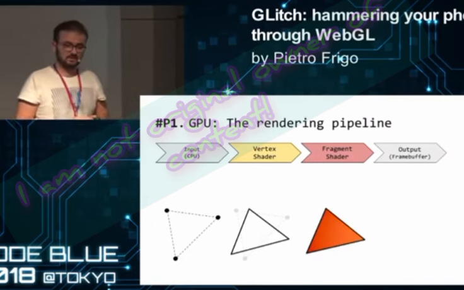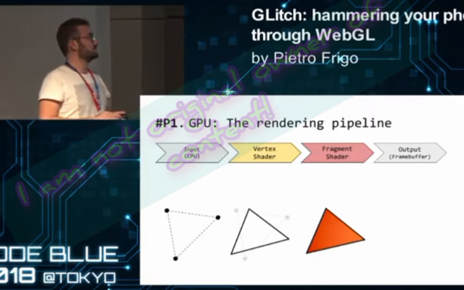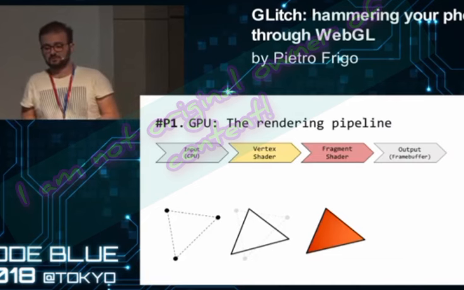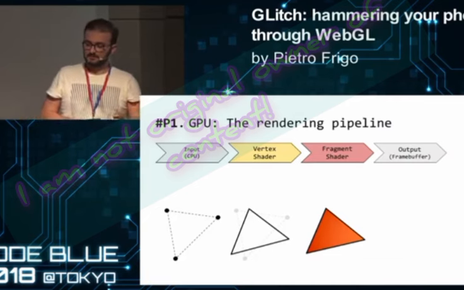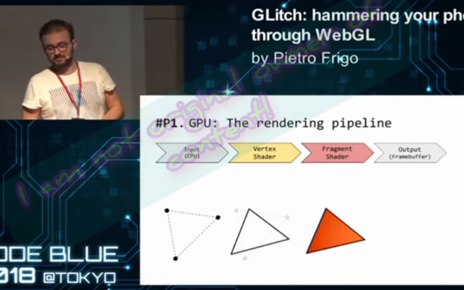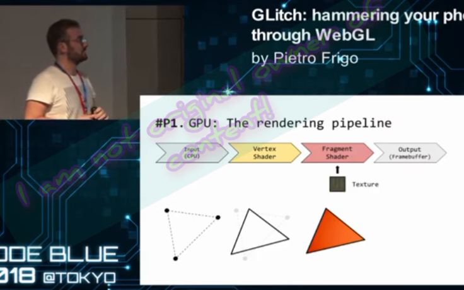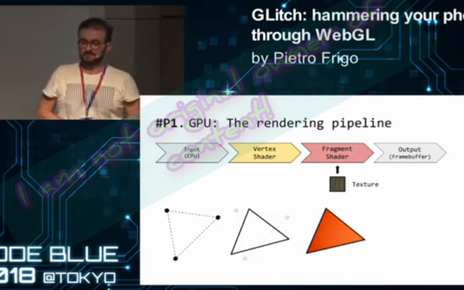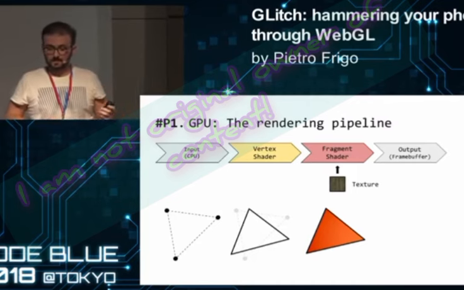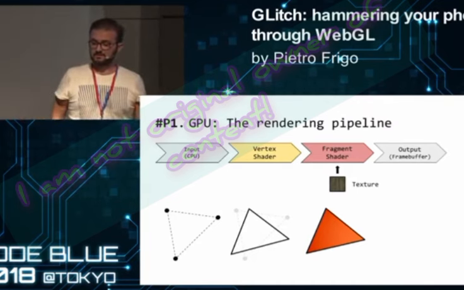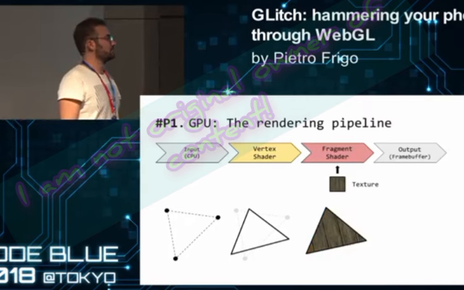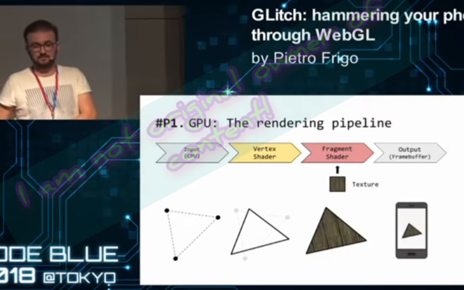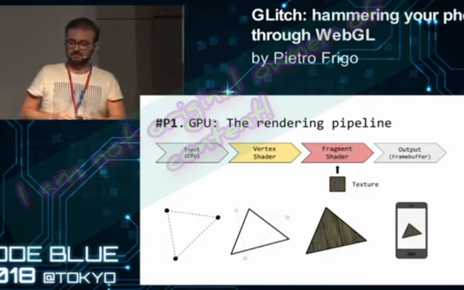So the fragment shader has the purpose of coloring these pixels one by one. Now usually you don't want to just draw a red triangle, that would be kind of useless. So you want to use textures to make a fancier rendering. And therefore the GPU needs to accept these textures as an external input. And then in this case you will get your wooden texture to color your wooden triangle. And now the output is going to be your wooden triangle on the screen of your smartphone, so on the frame buffer.